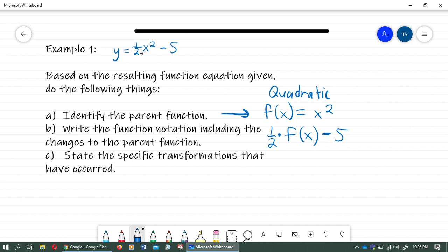We've got the parent function, the function notation, and then, guys, looking at exactly what transformations are happening there. State the specific transformation. If we're multiplying by 1/2 on the outside, that's going to be a vertical dilation, and specifically, this part here is going to be a vertical shrink. It's a vertical shrink, and the scale factor is going to be 1/2.